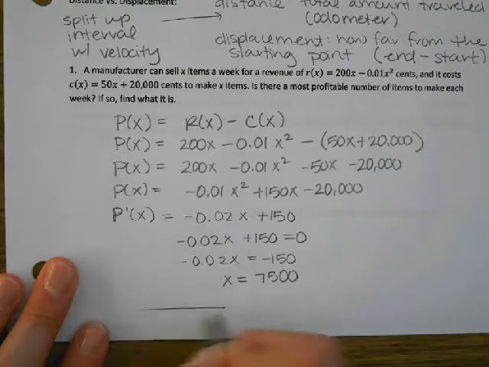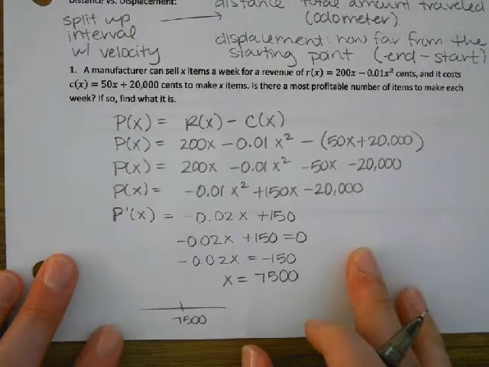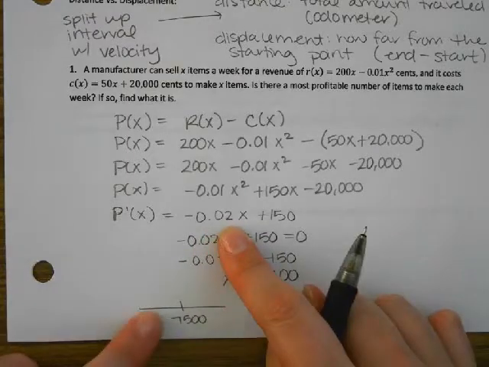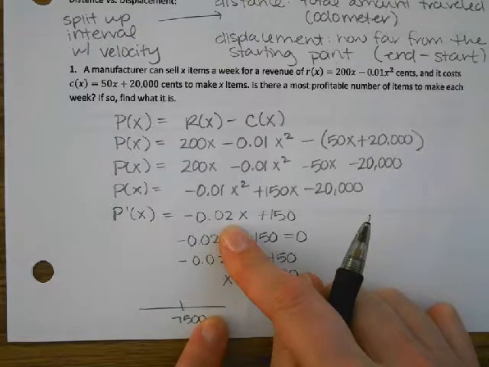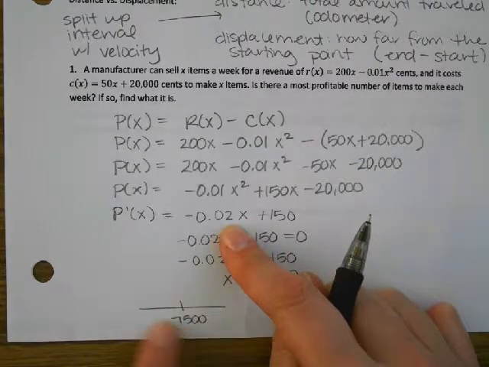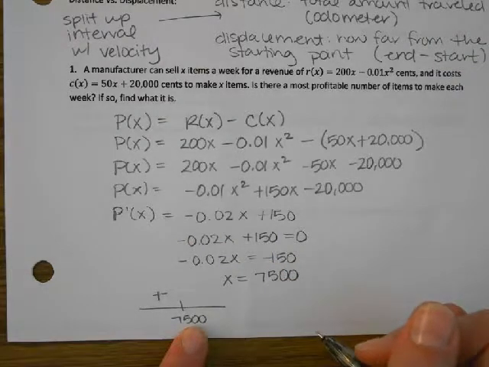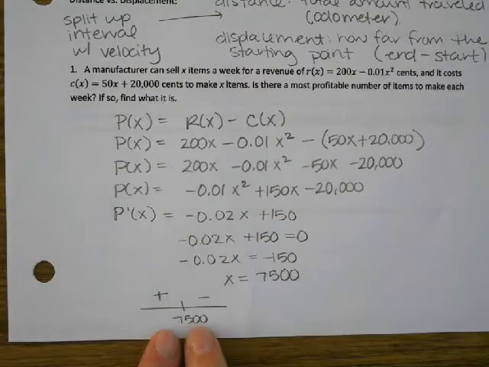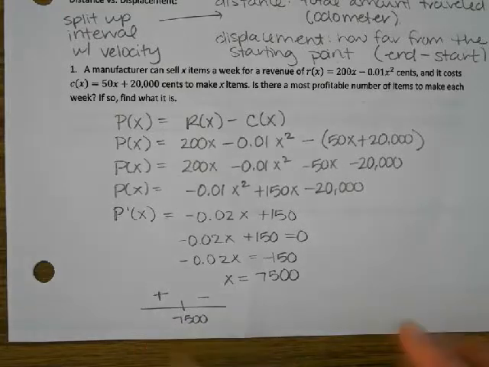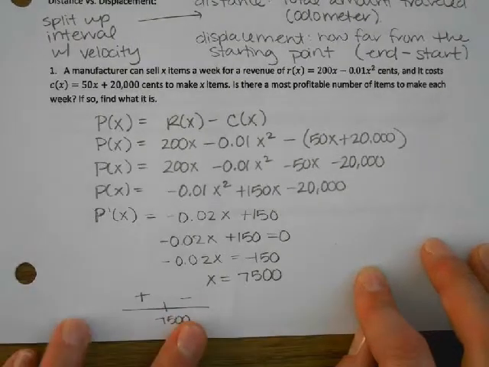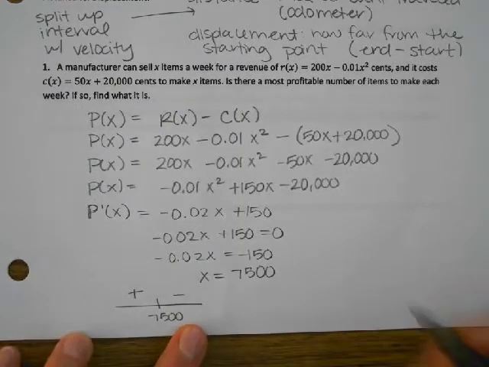So we can go ahead and make a sign chart here. I've got 7,500. And so we're going to take the derivative and plug a number in that's less than 7,500 and plug a number in that's more than 7,500 and just verify that this is in fact a maximum, not a minimum. So what happens if you plug in something slightly smaller than 7,500, or 0? It's positive, yeah. And then if you plug in something bigger than 7,500, it becomes negative. So what does that tell us about this? Increasing to decreasing, this really is a maximum. So that means we did find the right number. Right? So we're going to say the most profitable number of items to make is 7,500 items.